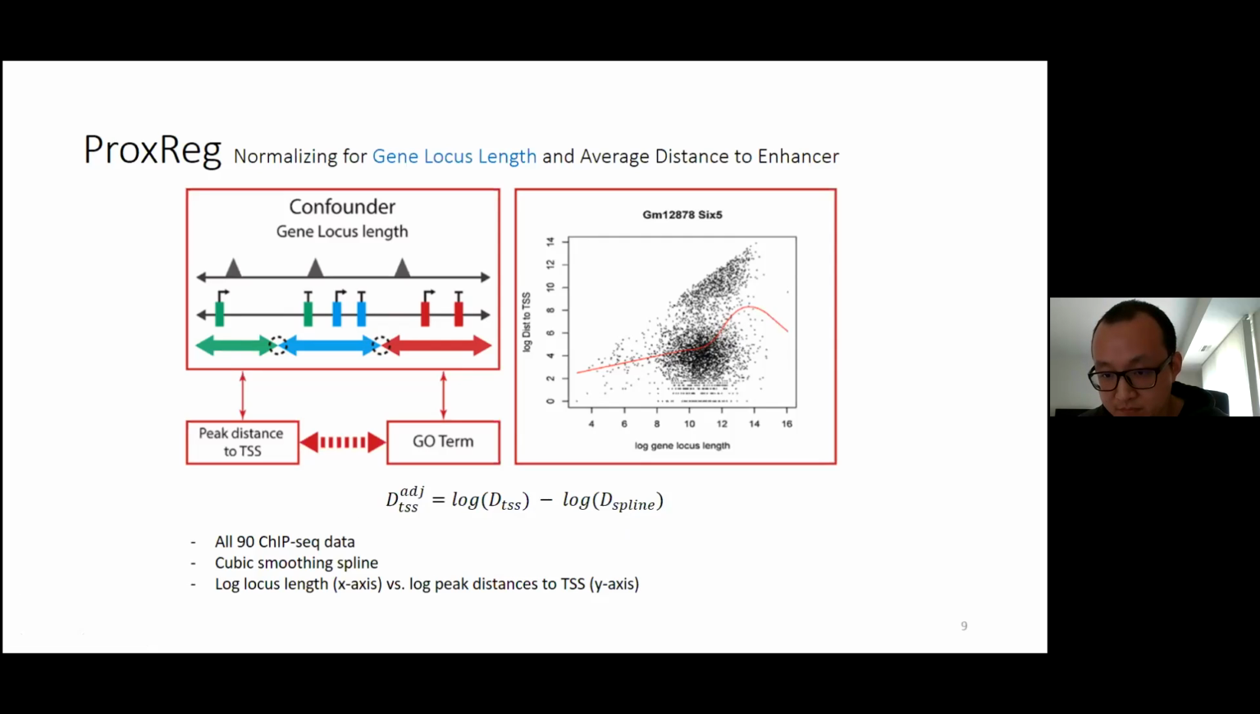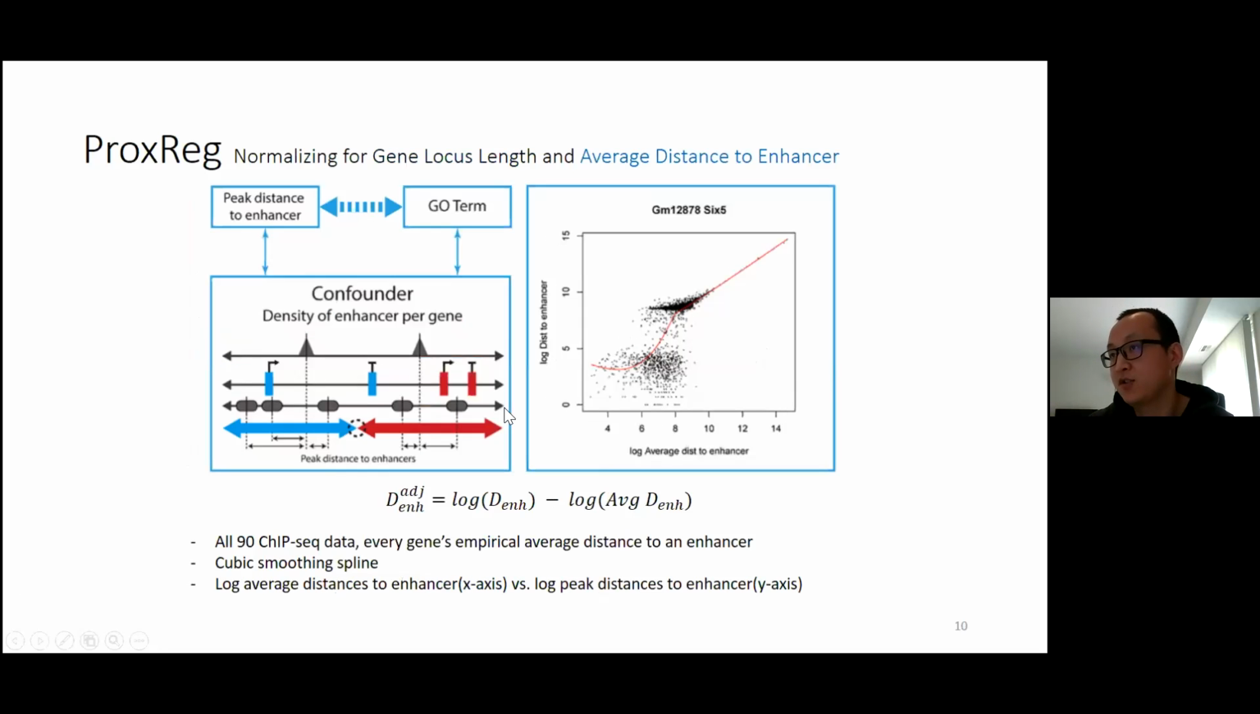In that way, after normalization, peaks that are closer to a TSS than expected based on the value on this line will contribute to a significant promoter proximity for a gene set. Similar to the normalization for the distance to the TSS, we also normalize the distance to the enhancers, but it's a little different from the TSS. For enhancers, if the enhancers are far away from each other, then the distance of the peaks will be far away from the enhancers.